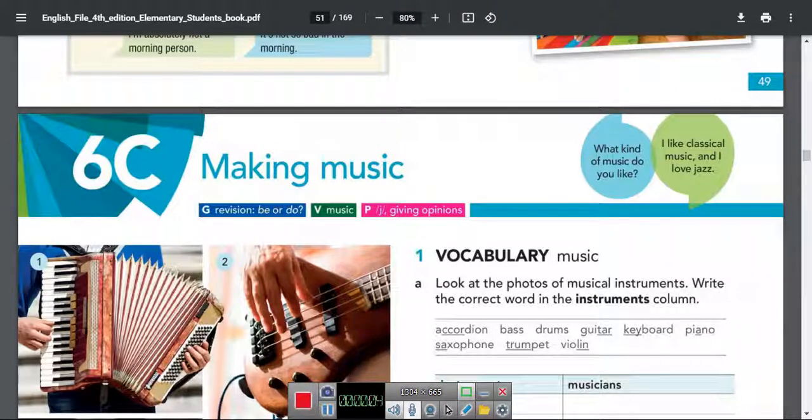Hi, lesson 6C, making music. The grammar for today is the revision of be and do, vocabulary on music, and pronunciation of giving opinions. Okay, let's start from the vocabulary.